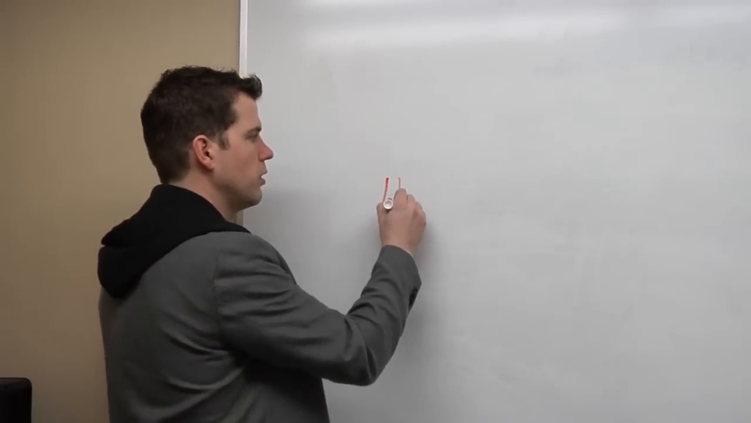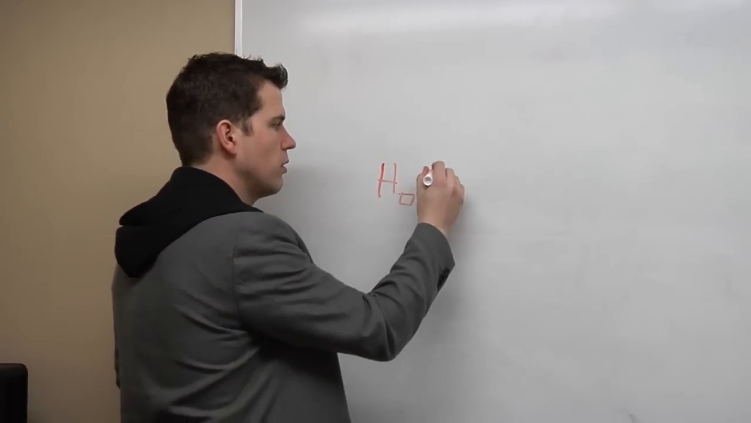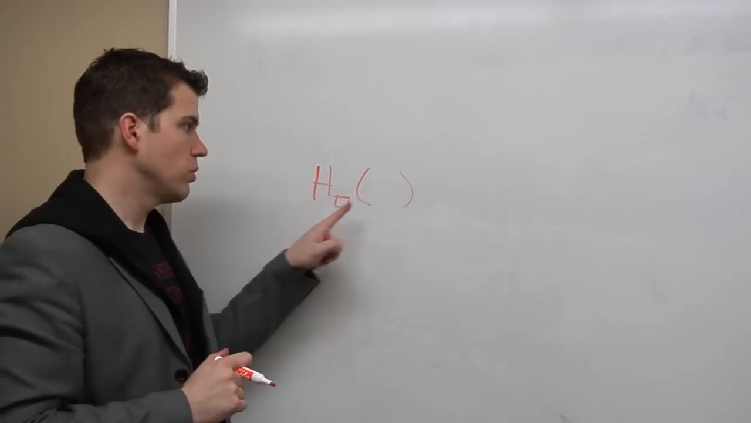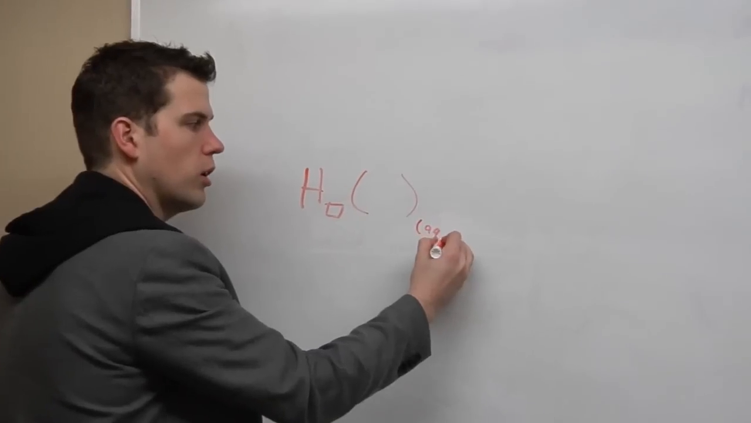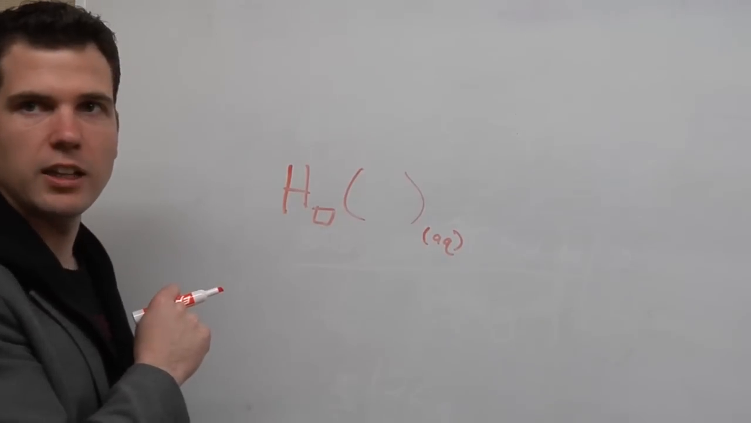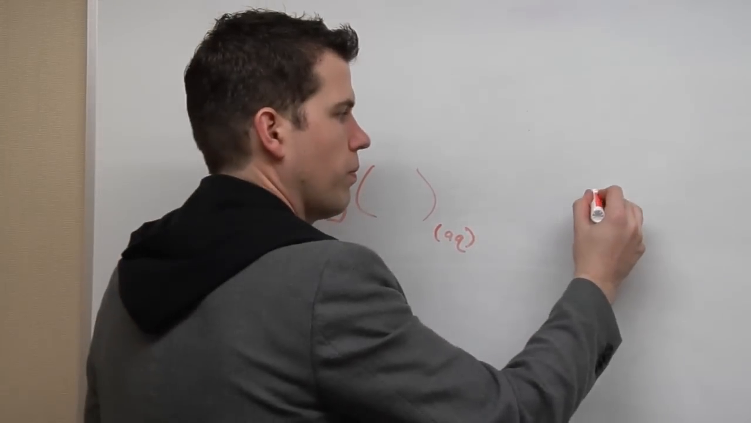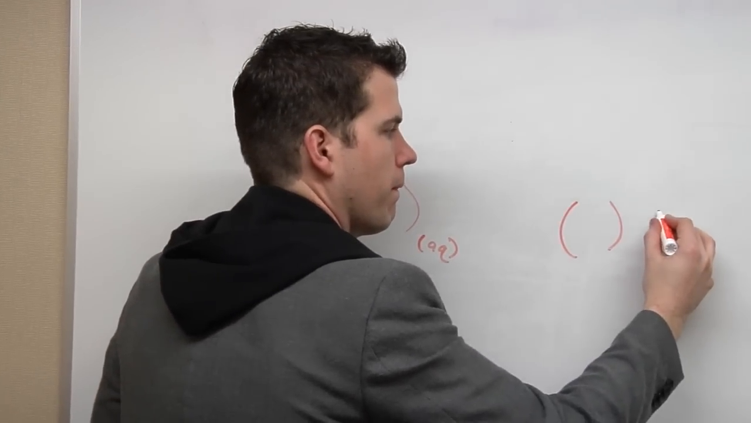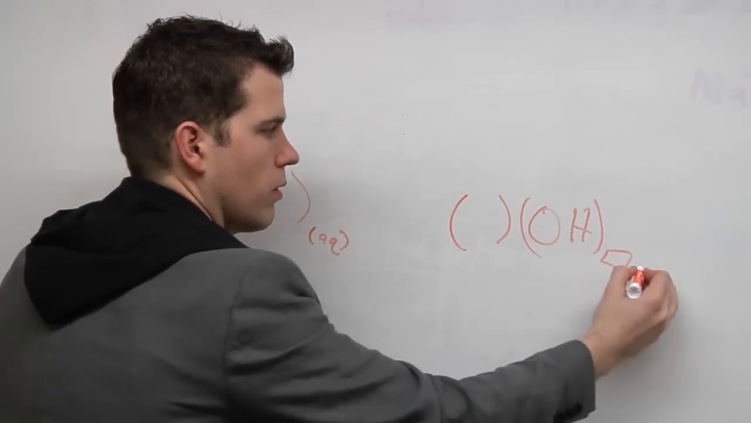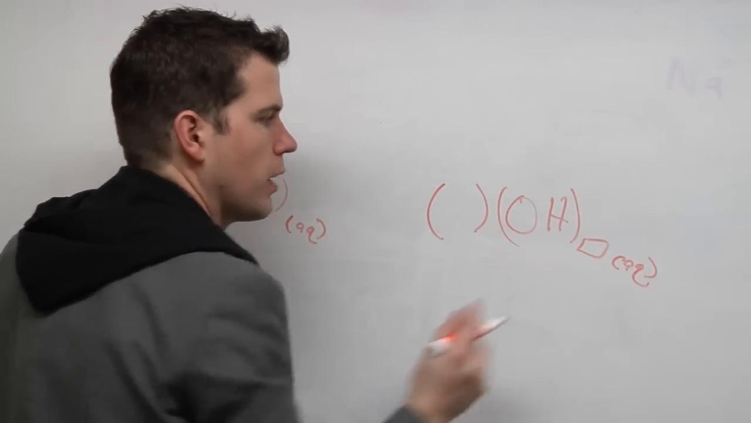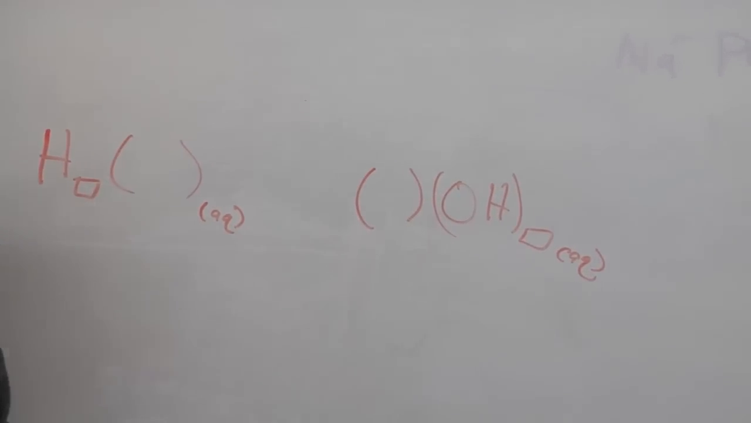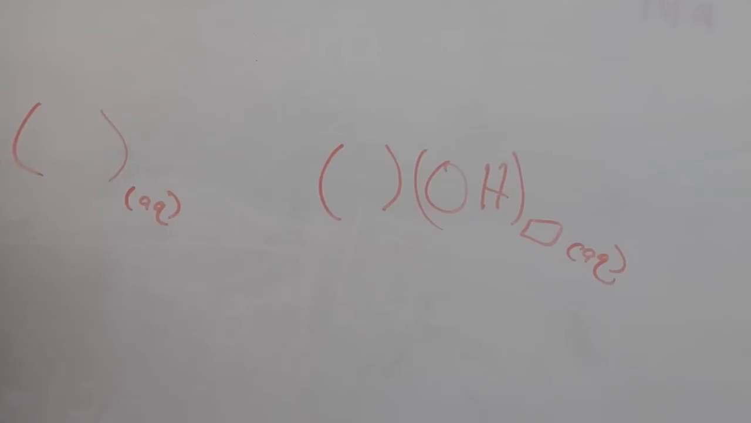So, anything that goes in here, as long as it's dissolved in water, which means it's got the little AQ, that is an Arrhenius acid. Anything that goes here, or fits this style, is an Arrhenius base.